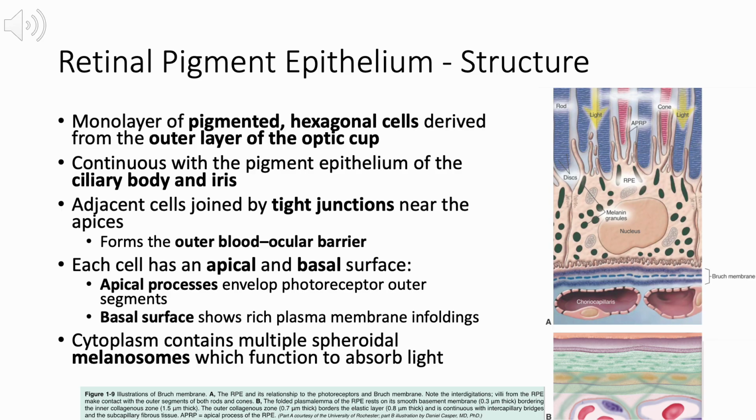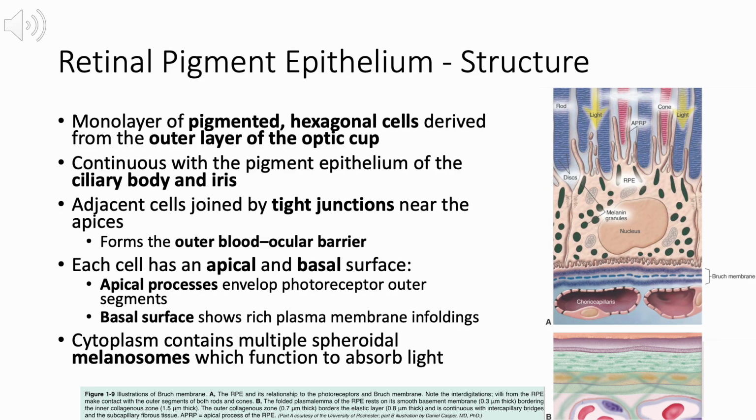Within the cytoplasm, RPE cells contain multiple spheroidal melanosomes. These melanosomes function to absorb light, reducing light scatter and protecting the photoreceptors from photooxidative damage. The accompanying figure illustrates the structural relationships of the RPE in detail.